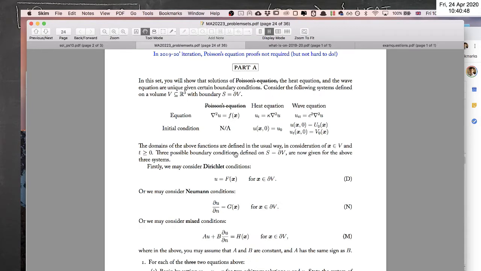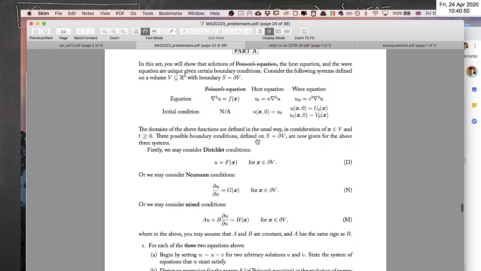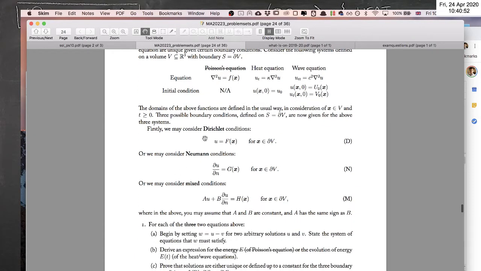Okay? And you're asked to essentially prove uniqueness for those 2 types of equations, the heat equation and the wave equation, with the standard initial conditions, and essentially the 3 types: the Dirichlet condition, the Neumann condition, and the mixed condition. And the techniques that you use are going to be very, very similar between all 3 types, or all 2 types if you only did the 2. And we'll talk about them now.